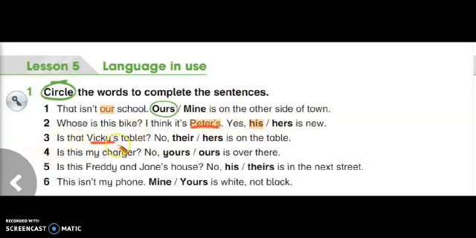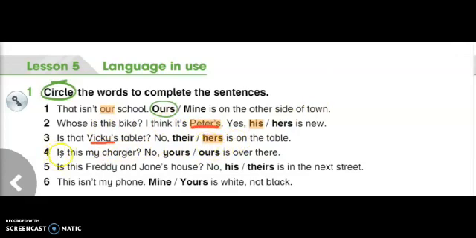Number 3. Is that Vicky's tablet? Here we are talking about Vicky. No, hers is on the table. So we are talking about a girl. So the suitable possessive pronoun for she is hers.